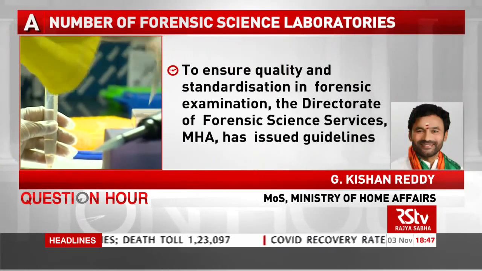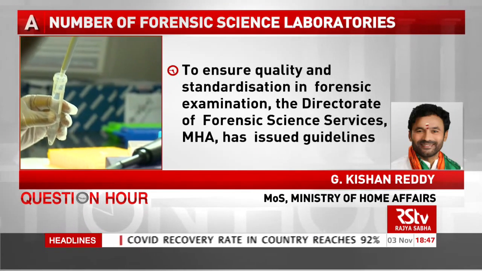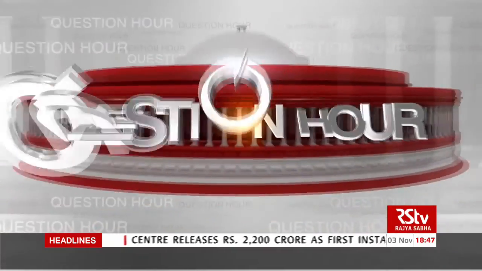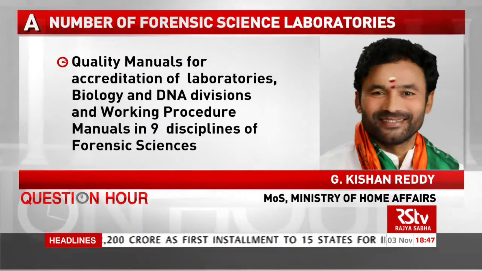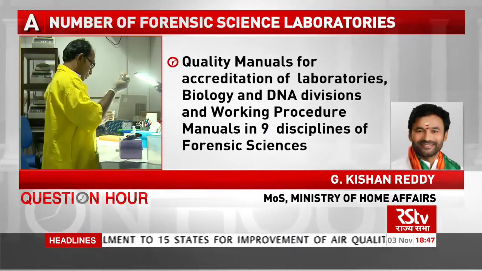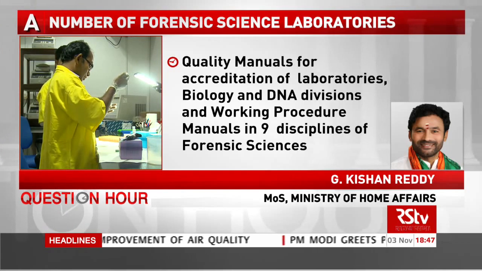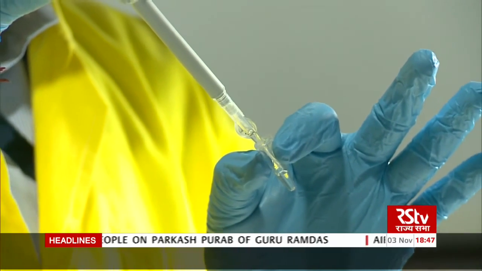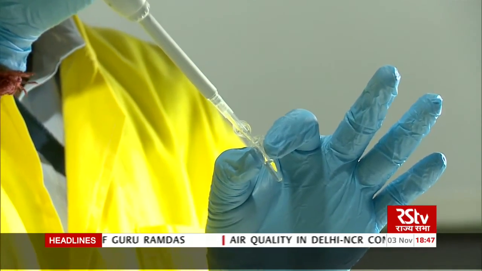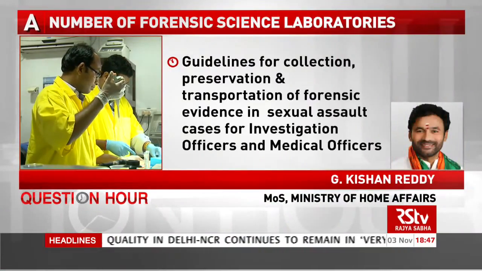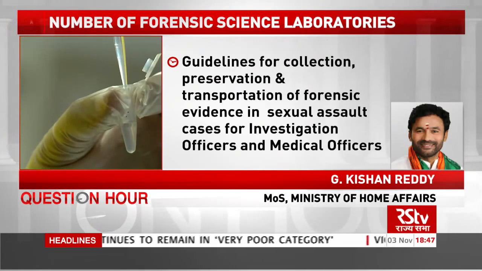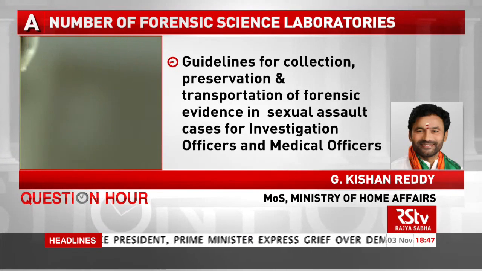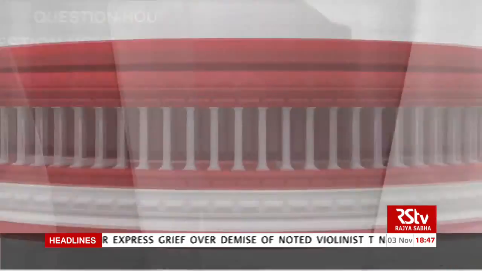To ensure quality and standardization in forensic examination, the Directorate of Forensic Science, MHA, has issued the following guidelines. Now, these include quality manuals for accreditation of labs as per NABL standards and working procedure manuals in 9 disciplines of forensic sciences, quality manuals and working procedure manuals for biology and DNA division, guidelines for collection, preservation and transportation of forensic evidence in sexual assault cases for investigation officers and medical officers. Evidence collection kits have been distributed to the states and UTs to ensure that evidence is collected and stored in a proper manner. Standard list for equipment for establishing or upgrading of forensic science labs.